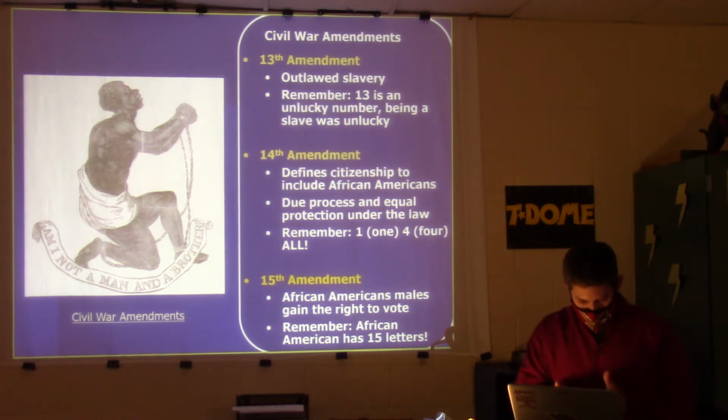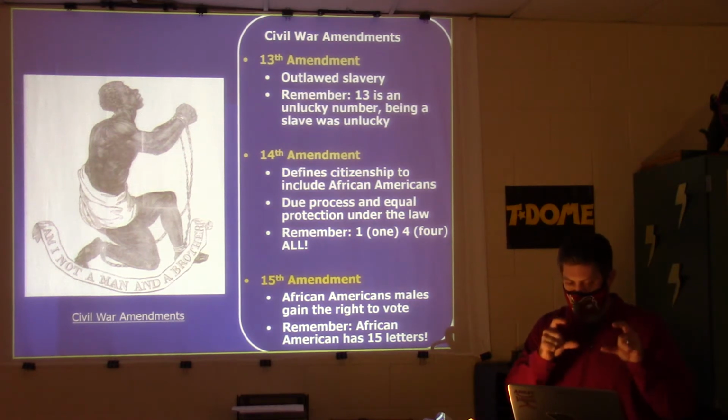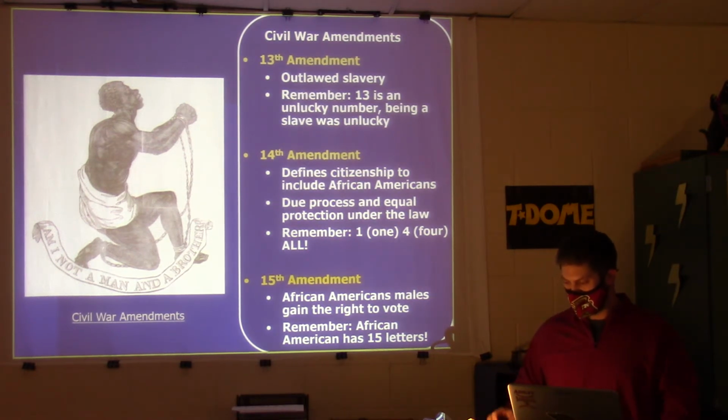So remember, African American has 15 letters, which would be the 15th Amendment. So you get these little tiny things here that would help you remember these as we move forward.